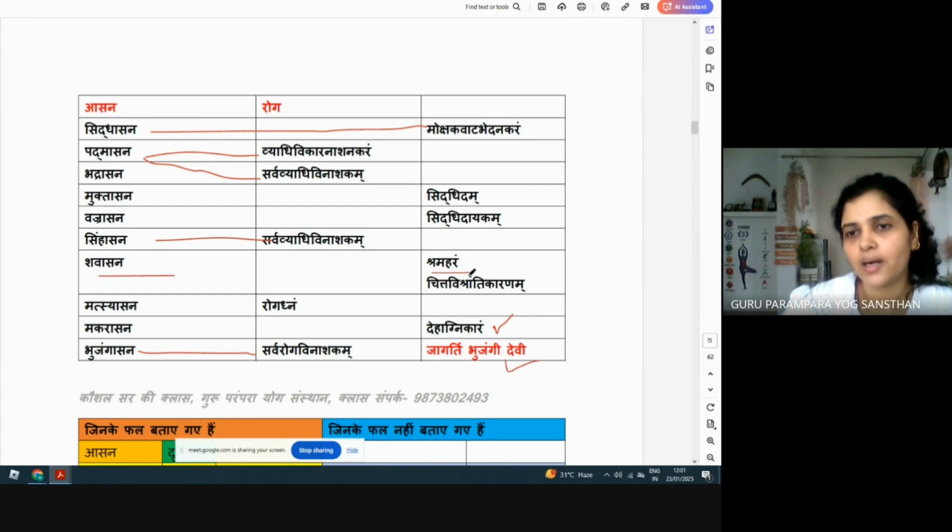Shavasana, Shramaharam, Chitta Vishranti Karakam. And Siddhi Pradayak, we have one more asana, that is Gorakshasana. Please add, it is not written here, Muktasana, Vajrasana and Gorakshasana. All three asanas are Siddhi Pradayakam. Make a note of it whenever you have time in the evening, and please do a quick revision.